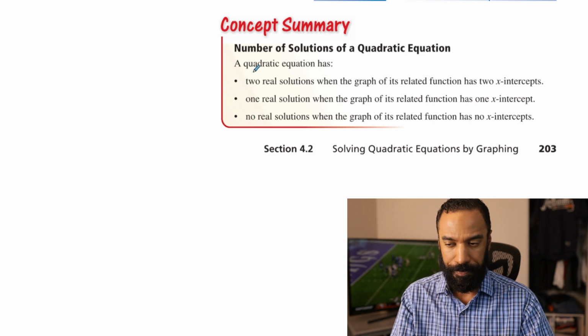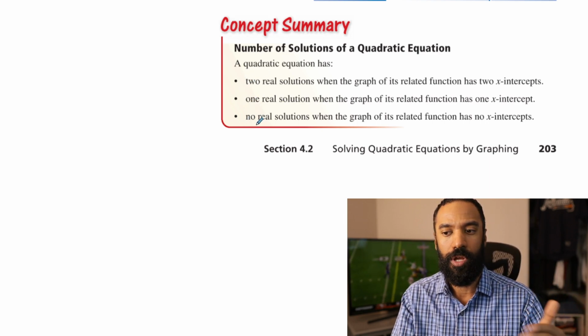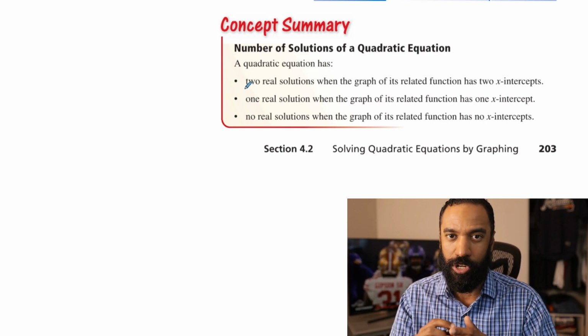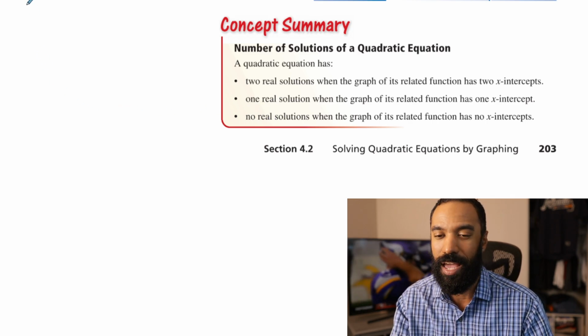These are the 3 ways you can have solutions to quadratic equations: 2, 1, or 0. More often than not, you have 2, because that's just the nature of how they solve. But if they create problems where there's 1 and 0, then they have that as well.